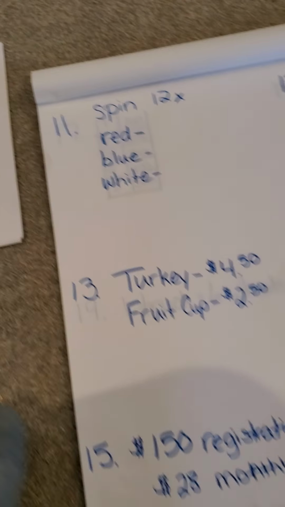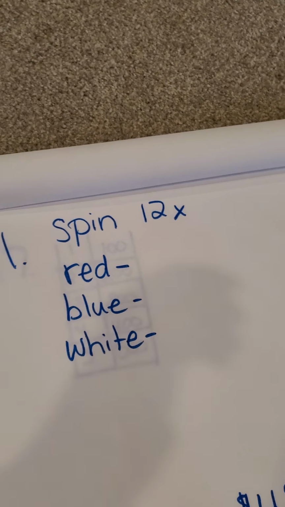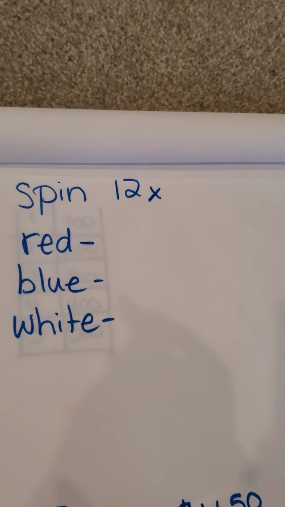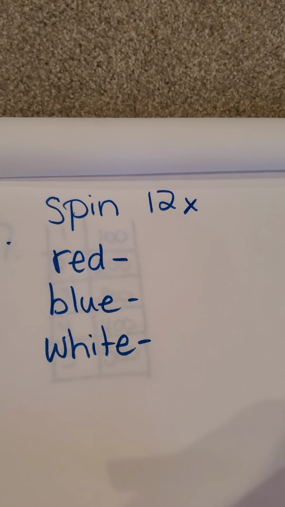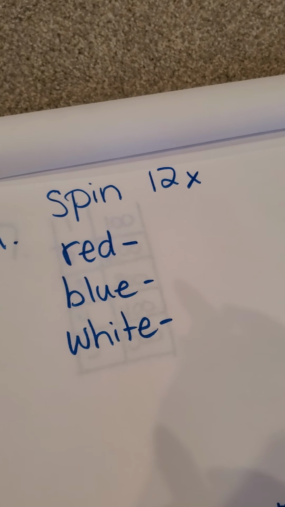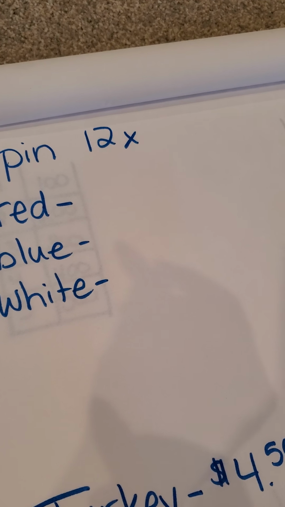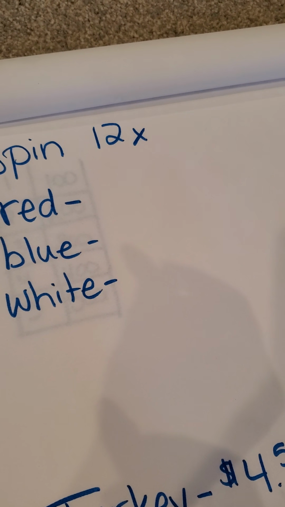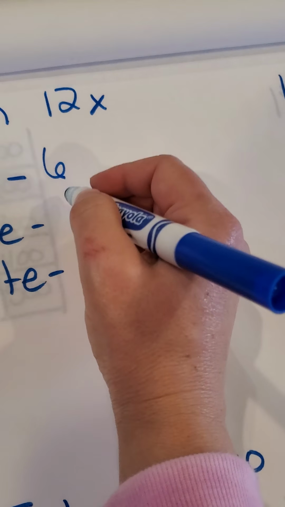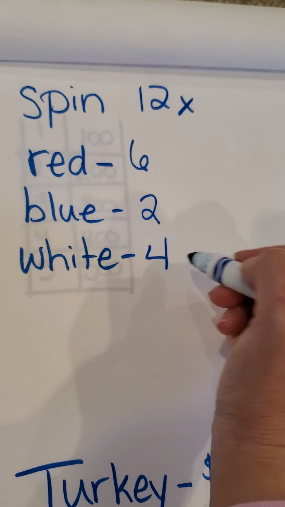All right, guys. Number 11. Here we go. Adam spins a spinner 12 times. The results are shown in the bar graph below. What fraction of the spins were red or blue? Okay, so what I did first was count up how many times he got red. So he got red 6 times. How many times he got blue, which was 2, and how many times he got white, which was 4.